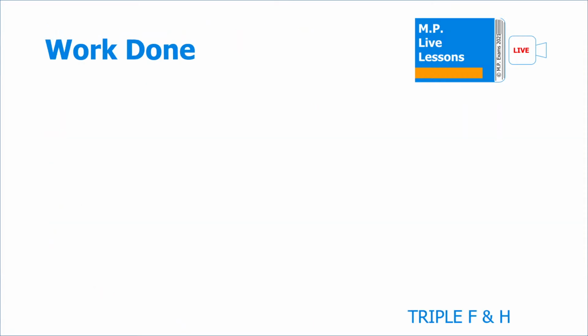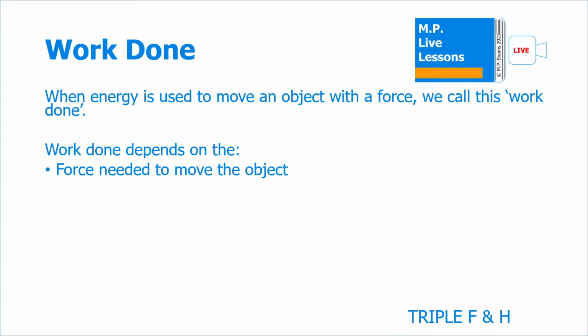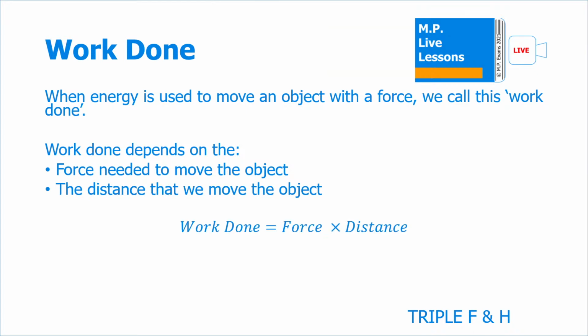Now, moving into some more triple content is work done. So when energy is used to move an object with a force, we call this work done. So work depends on the force needed to move the object and the distance that we move the object. So that means we get the nice and simple formula, work done equals the force times the distance.